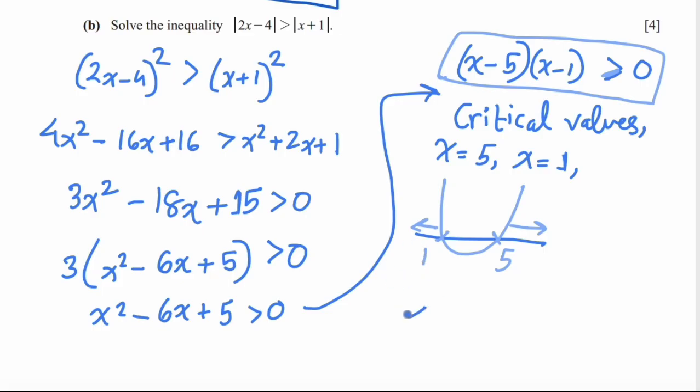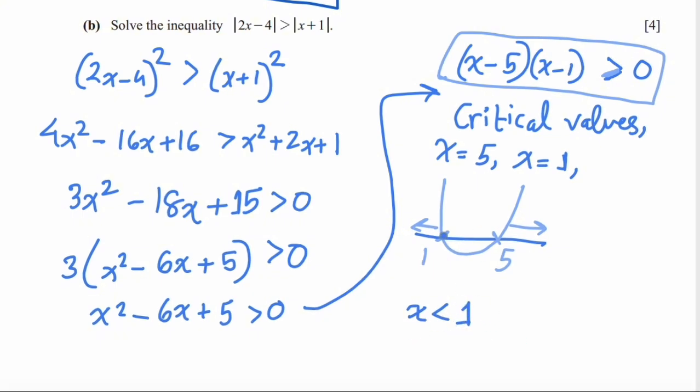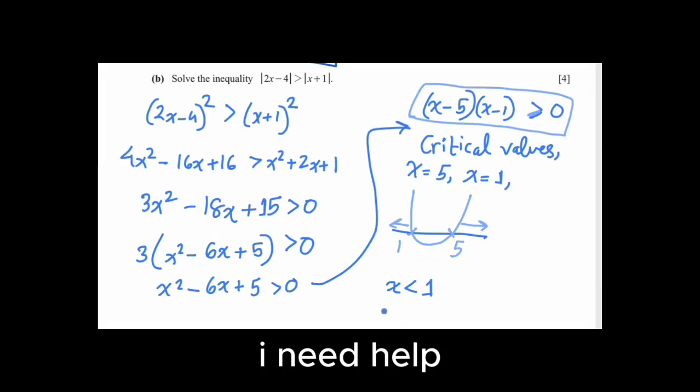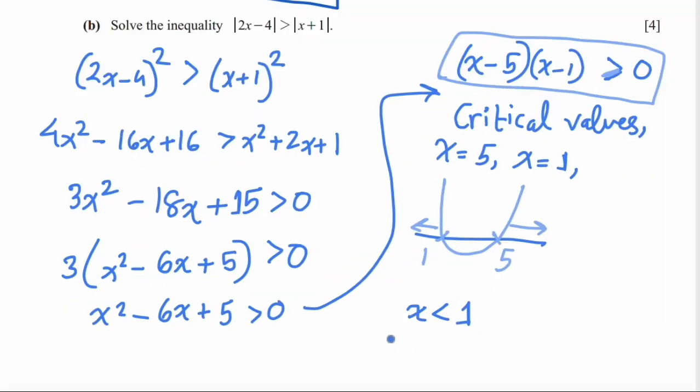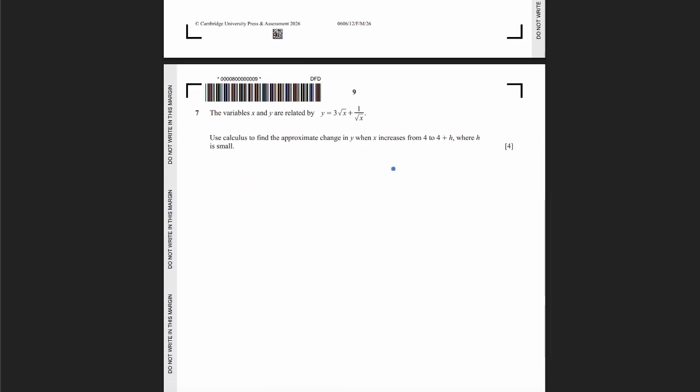Okay, so when x is on the left side of 1, that is x is smaller than 1, because everything on the left of 1 is smaller than 1. Why am I saying minus a lot? Oh my god. And when x is on the right side of 5, because when x is greater than 5, the y value is greater than 0. So this is our final answer. Please get this out of my face.